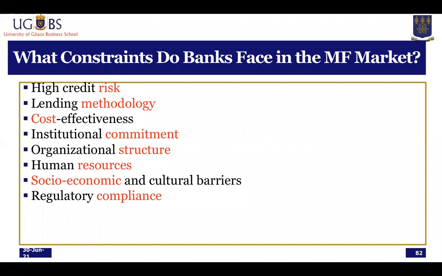Then we also have the issue of organizational structure. For MFIs, typically the structure is flatter in the sense that there isn't too much bureaucracy and some decisions can be made fast and smooth to accommodate the flexibility that comes with working within that space. Now, when it comes to banks, they have a more formalized structure. And so sometimes it becomes difficult to navigate the bureaucracy you find in some of these banks to be able to deal with the needs of the poor. Then the issue of human resource.